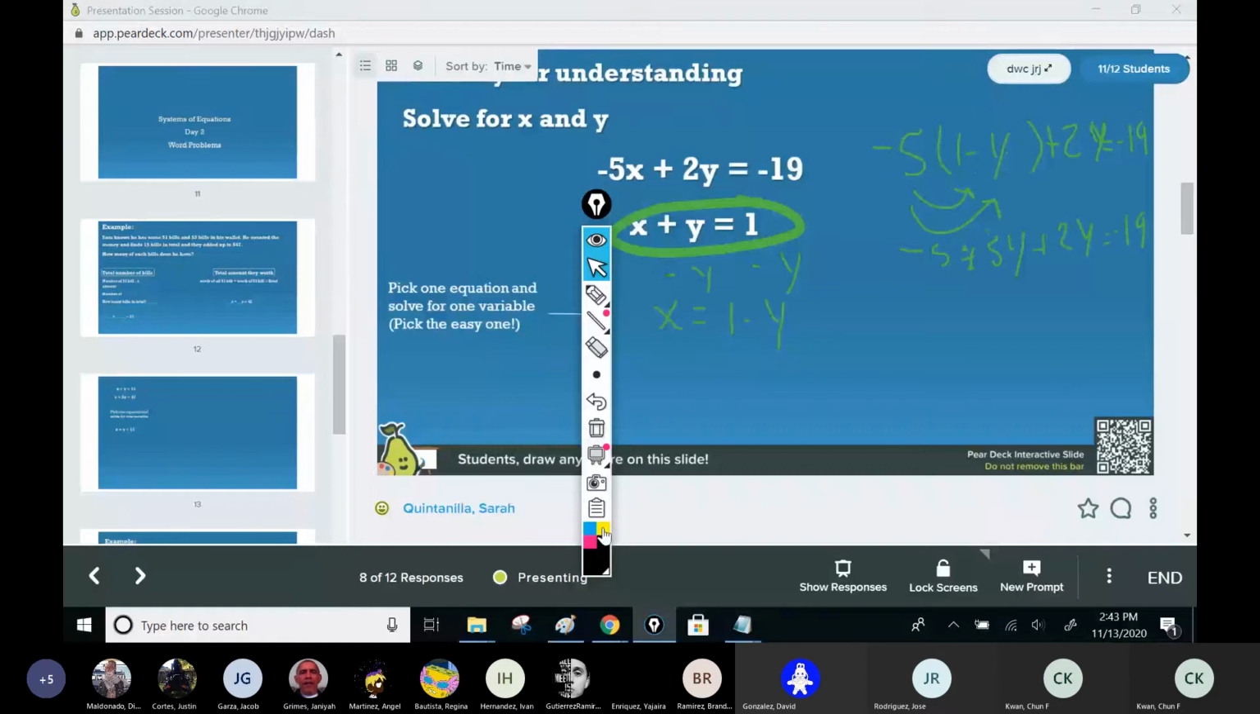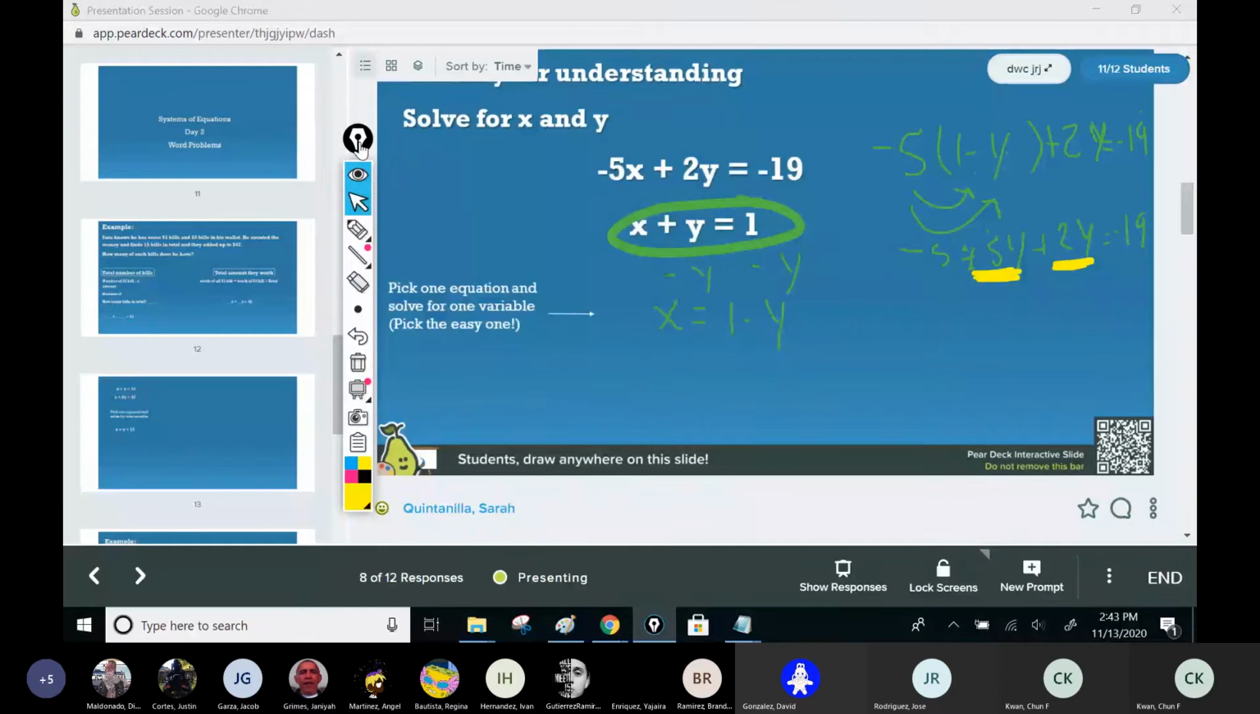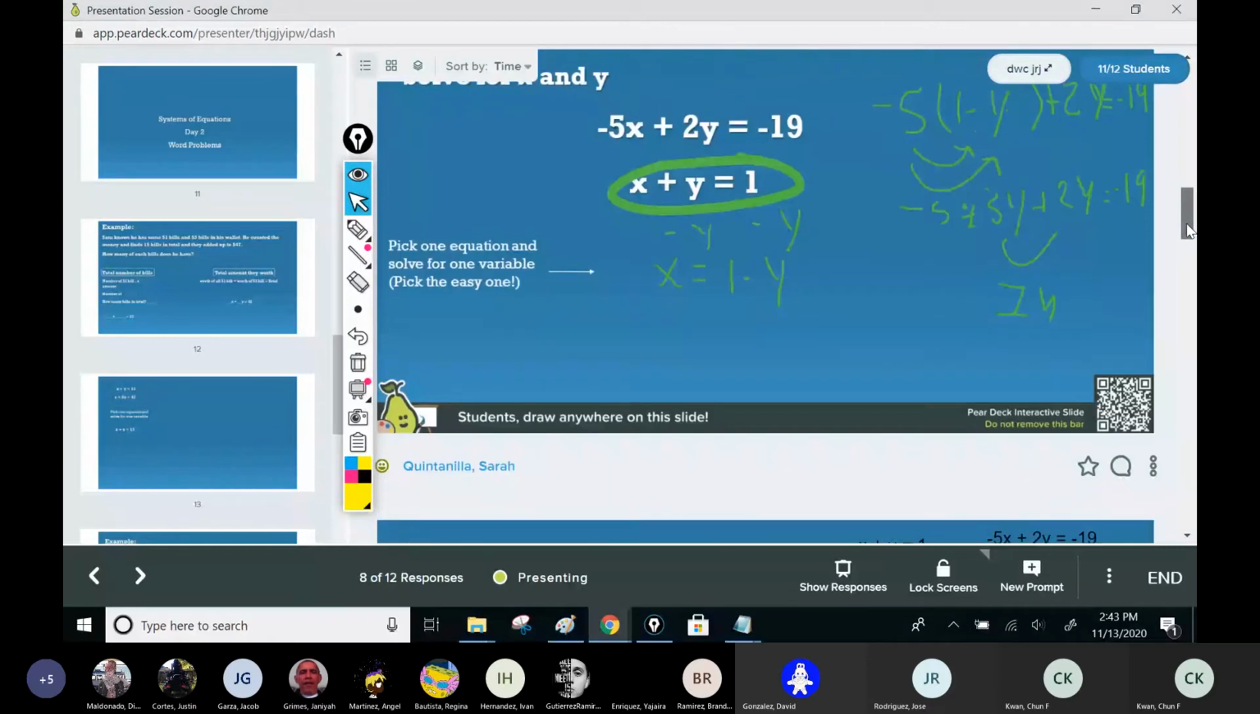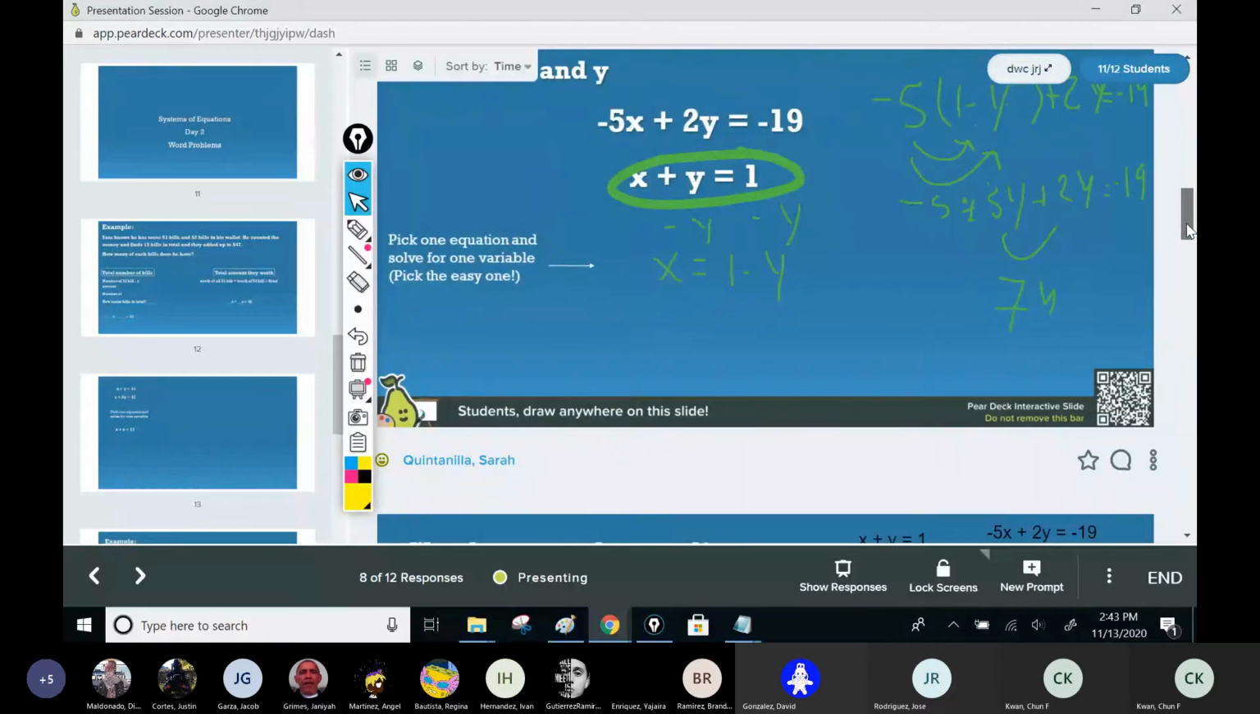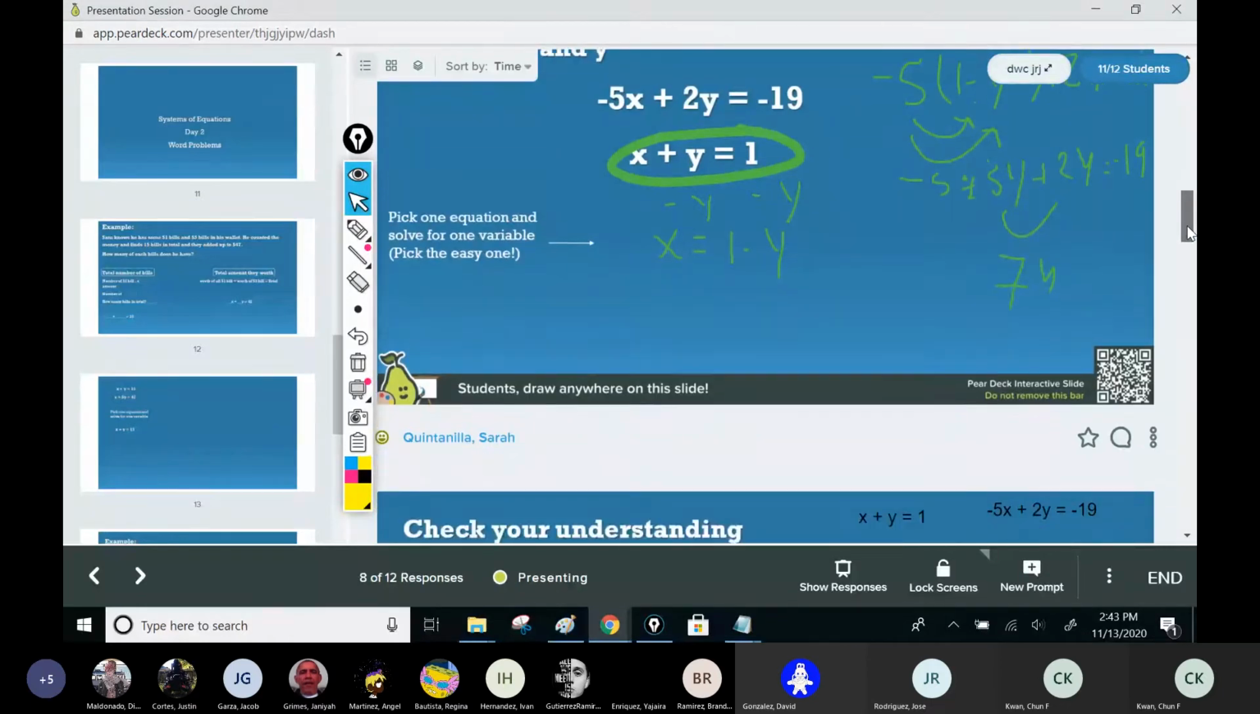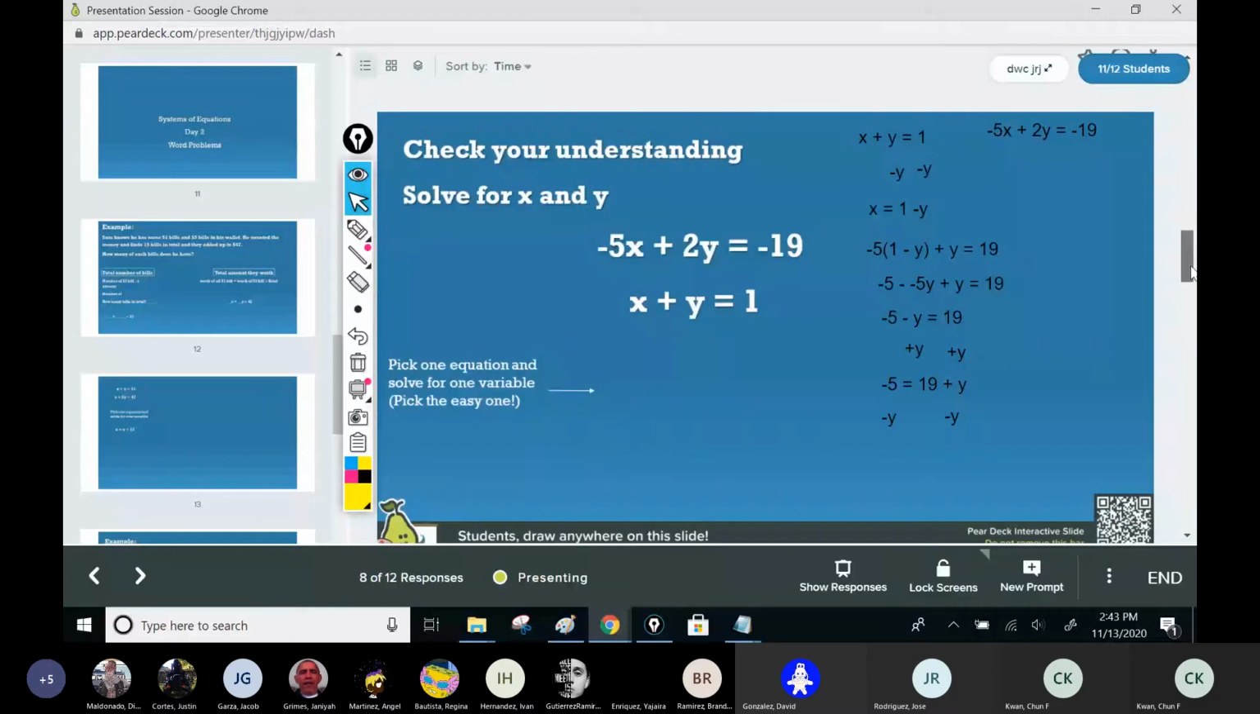Now the next step is you have to combine the like terms. We have like terms right here and right here. Can you combine them? You are definitely on the right track. Yep, plus 7y. Just keep going. You are definitely on the right track.